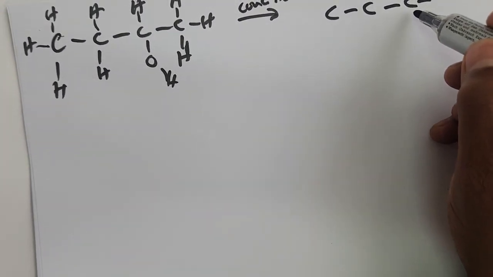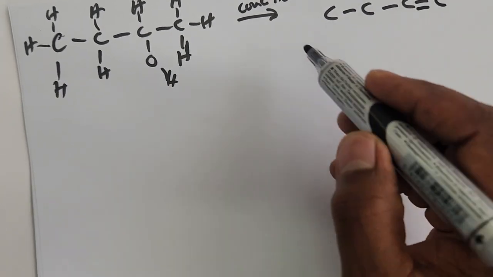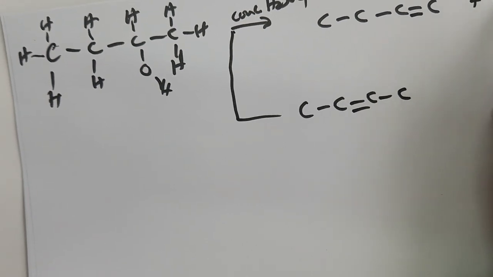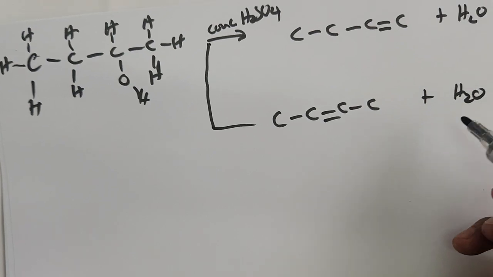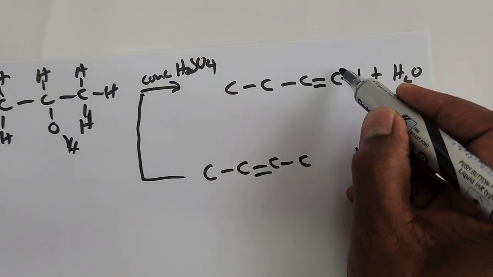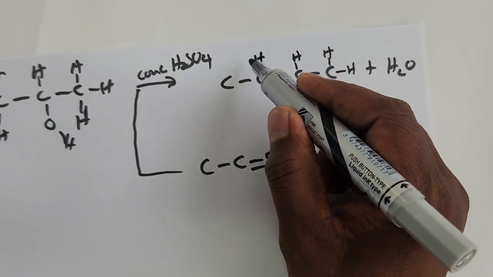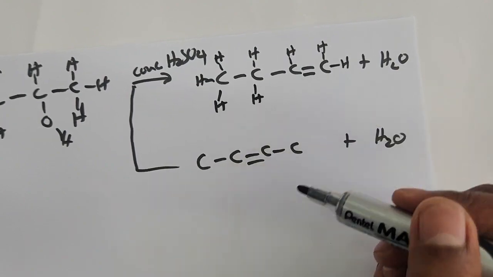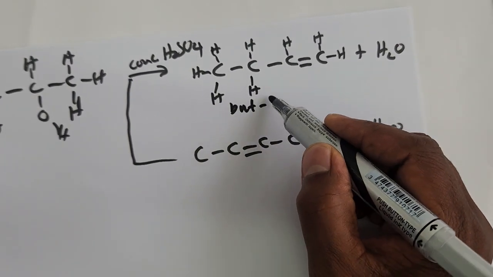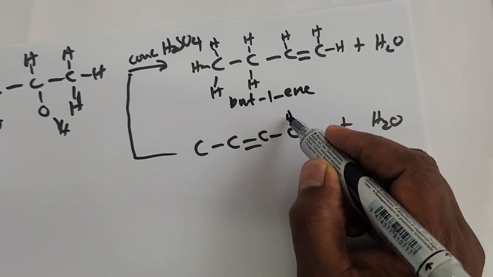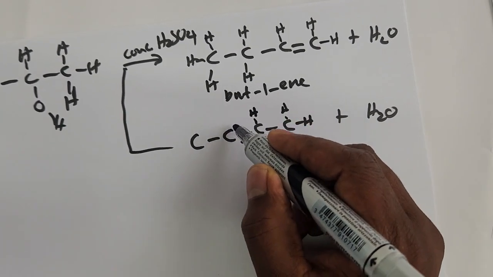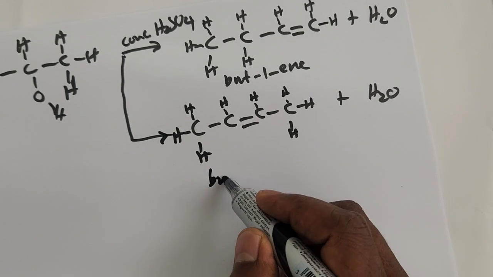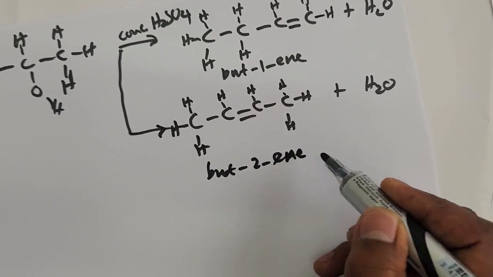Remember, we have got 2 possible products. We'll have 1, 2, 3, 4, this one, and then plus water. This is what we call but-1-ene. The second product is called but-2-ene.